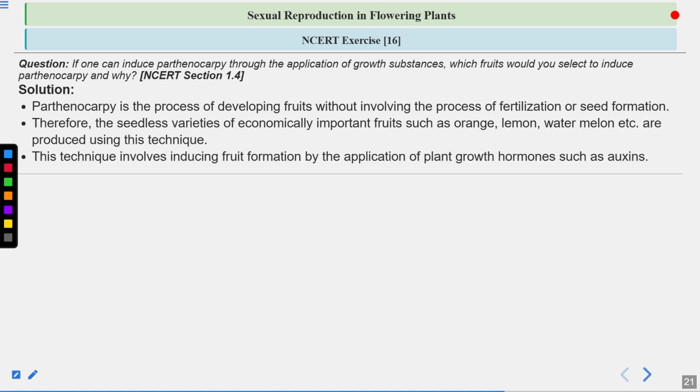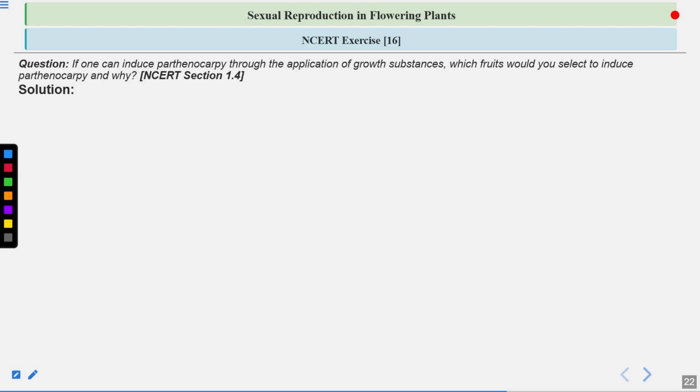This technique involves inducing fruit formation by the application of plant growth hormones such as auxin. So you remember this hormone name, auxin. This is used in the process of parthenocarpy to develop the parthenocarpic fruit. Ideal candidates for parthenocarpy, some examples. Let us see that.